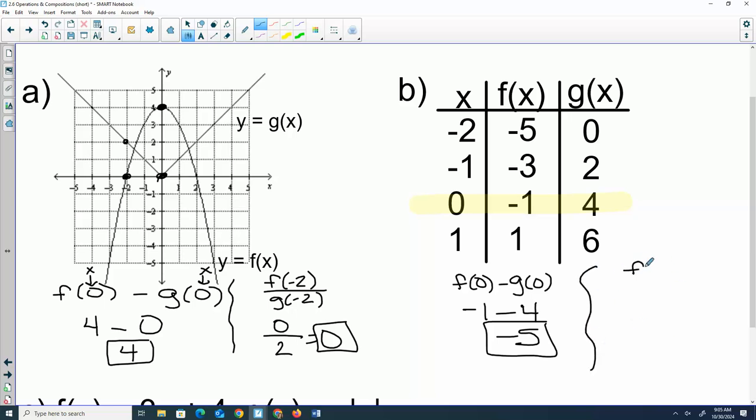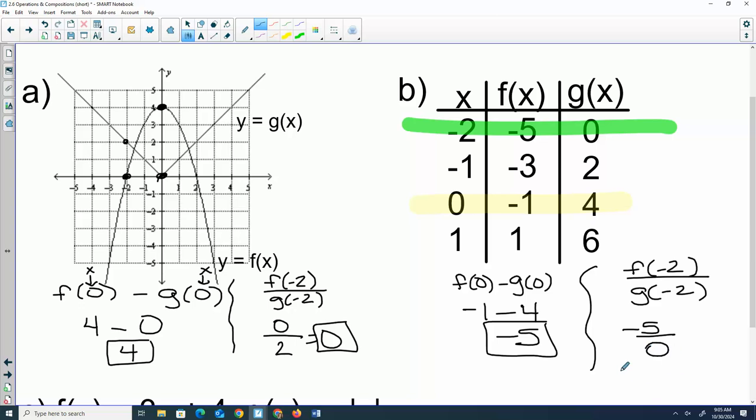If I ask for f of negative 2 divided by g of negative 2. So when x is negative 2, f is equal to, and g is equal to, can we divide by 0? No, so this is undefined or no solution.